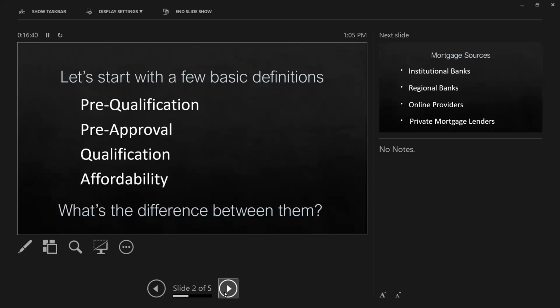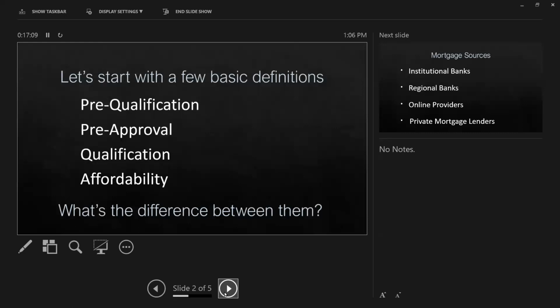So that's why we're starting with these definitions, because I find that in a lot of conversations, these terms are used interchangeably when they're actually meant to be specific in a certain application. So let's start with pre-qualification and pre-approval.